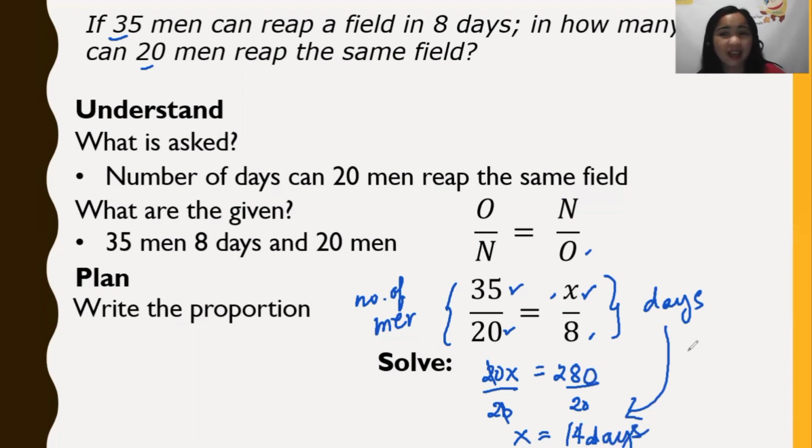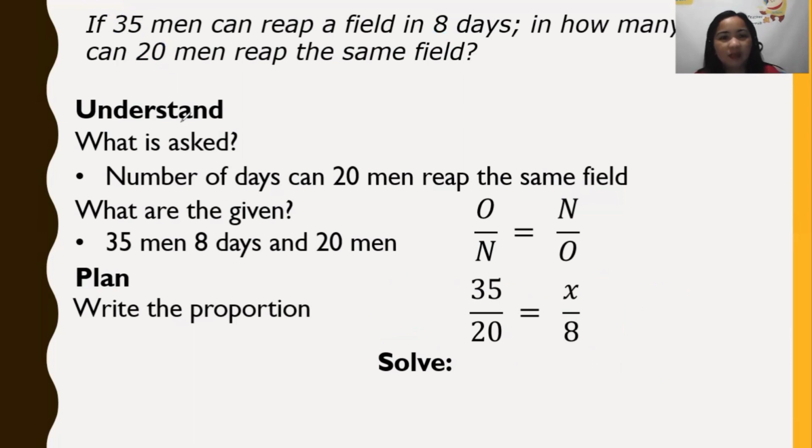Anong nangyari? Siyempre, tumagal yung trabaho. Bakit tumagal yung trabaho? Kasi yung 35 na magtatrabaho, binawasan mo, ginawa mo lang 20. Kaya mangyayari dun sa imbis na 8 days matatapos, halos na doble. Magiging 14 days po siya. So this is an example of inverse proportion. The number of men increases, the number of days decreases. The number of men decreases, the number of days increases. So inverse, magkasalungat ng direction ng ating given.